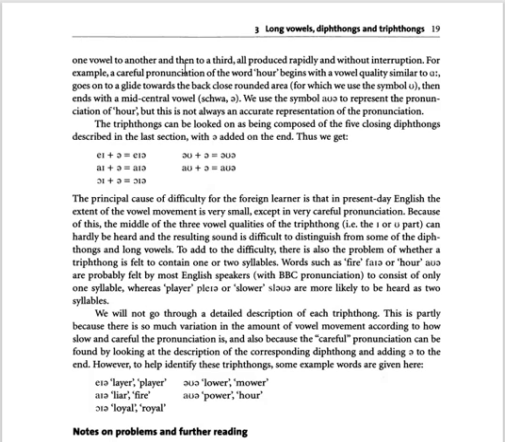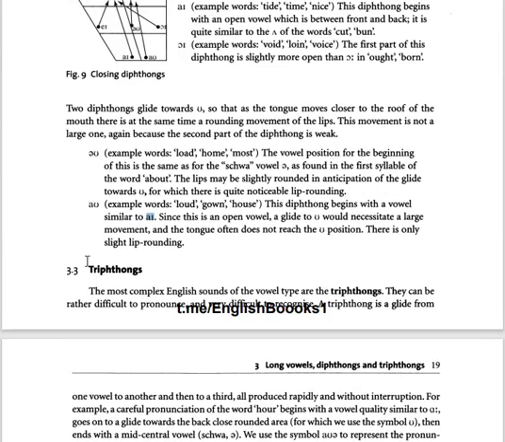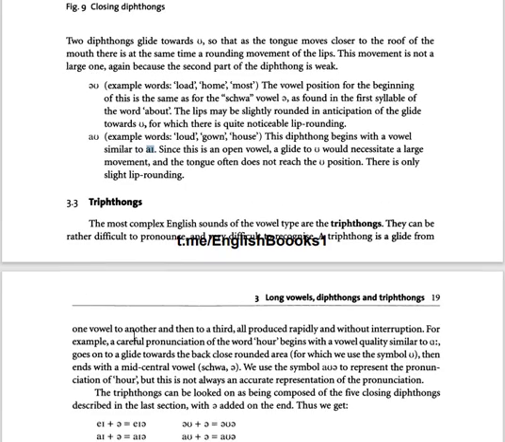One vowel to another, then to a third. What does it mean? One vowel to another and then to a third. At first we spoke about diphthongs: one vowel to another, that means two vowels combined together. But when we speak in 3.3 about the triphthong, there is another thing. We will speak about it.